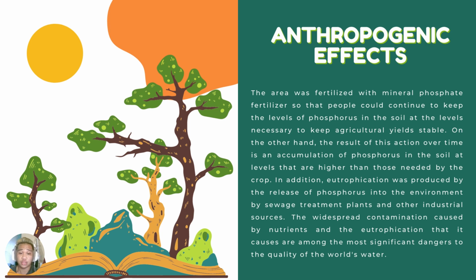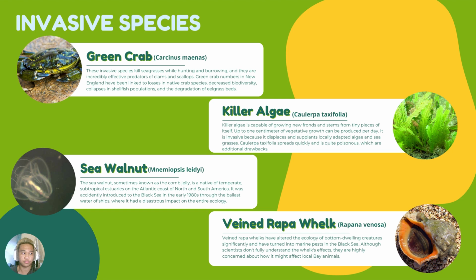In addition, eutrophication was caused by the release of phosphorus into the environment by sewage treatment plants and other industrial sources. This led to an increase in the concentration of phosphorus in the environment. The extensive contamination brought on by nutrients and the eutrophication that results from it are two of the most important threats to the quality of water found throughout the world.